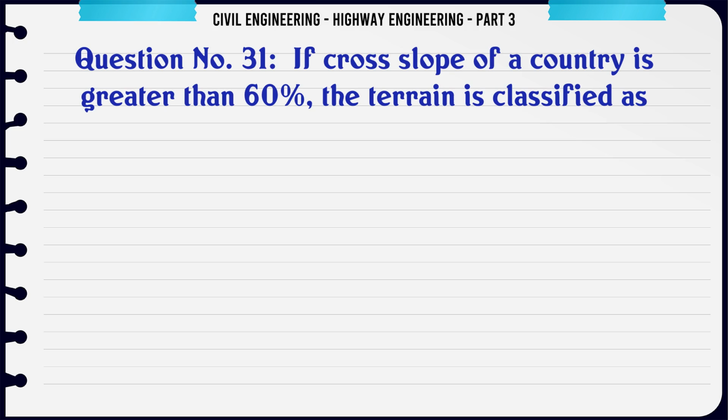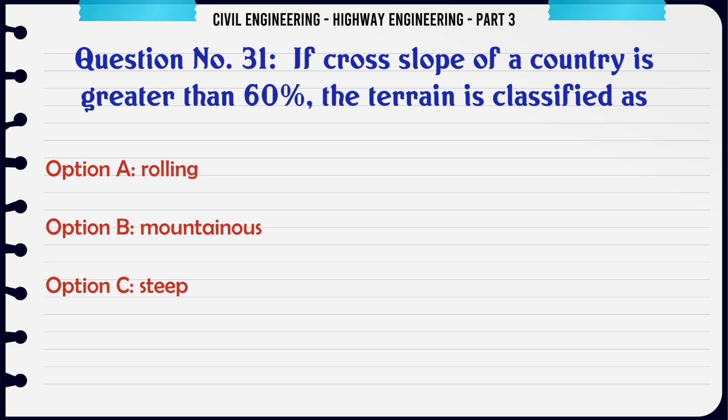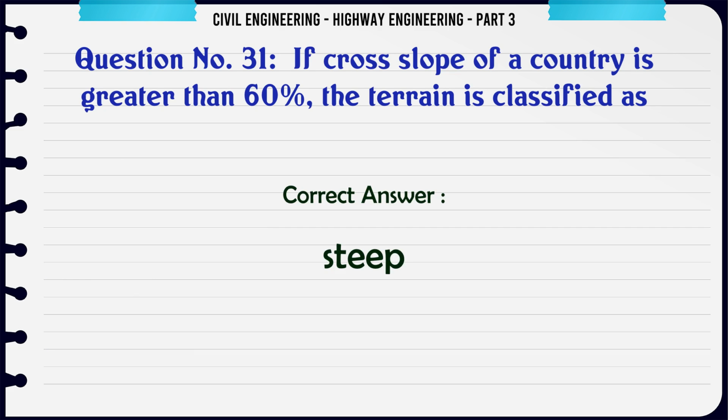If cross slope of a country is greater than 60, the terrain is classified as A. rolling, B. mountainous, C. steep, D. plain. The correct answer is steep.